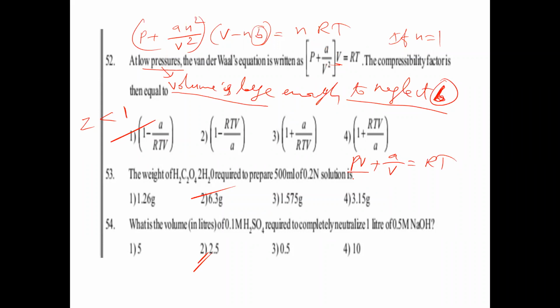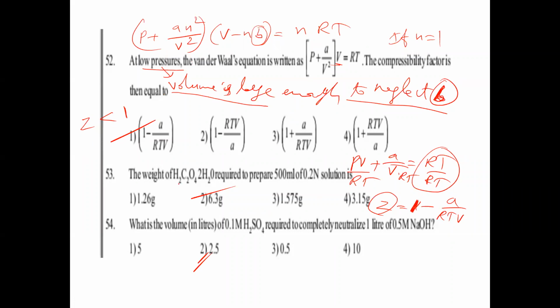After that, divide each term by RT. RT by RT is 1. PV by RT means Z only. So Z is equal to RT by RT, 1. A by RTV will go that side here. So A by RTV, like this. So Z value is equal to 1 minus something. 1 minus some value is there, so it will be Z value less than 1. So in this way, at low pressures, Z value will be less than 1. So negative deviation will be there here.